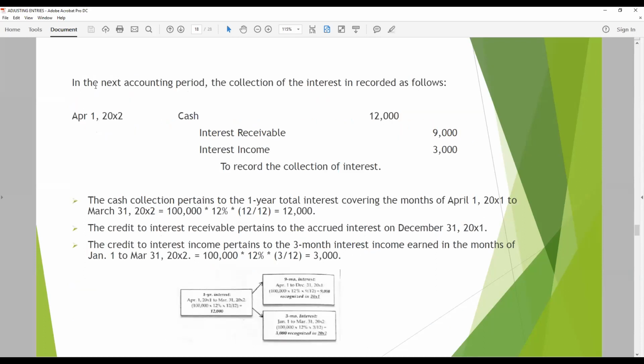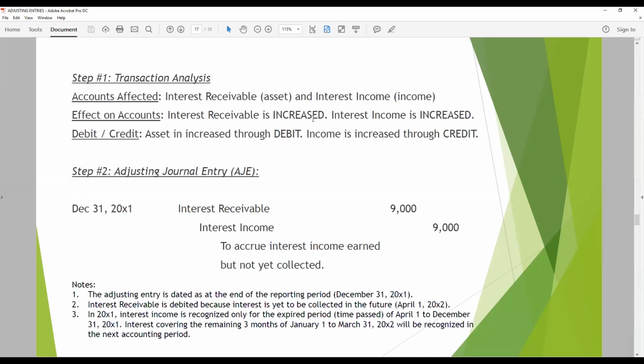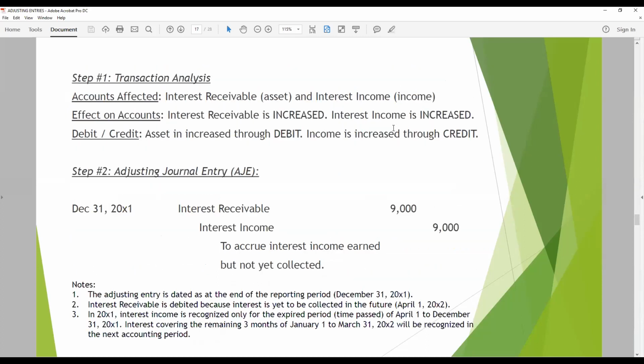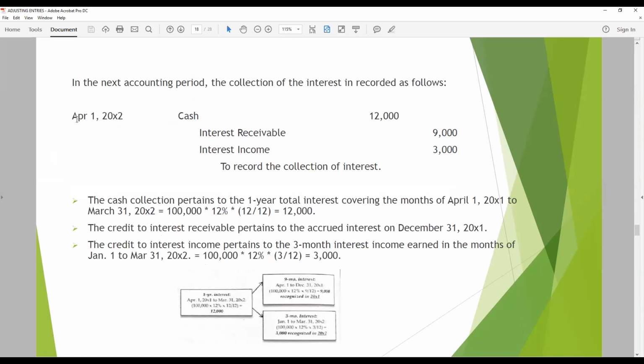So, in the next accounting period, the collection of the interest is recorded as follows. On April 1, you collect. How do you record that? Like this. On April 1 next year, debit cash because you will collect the interest from your client.